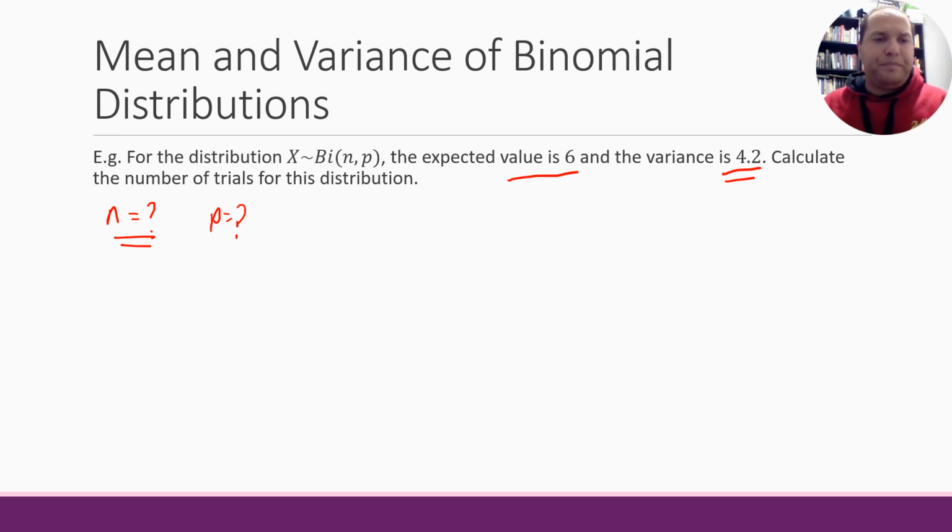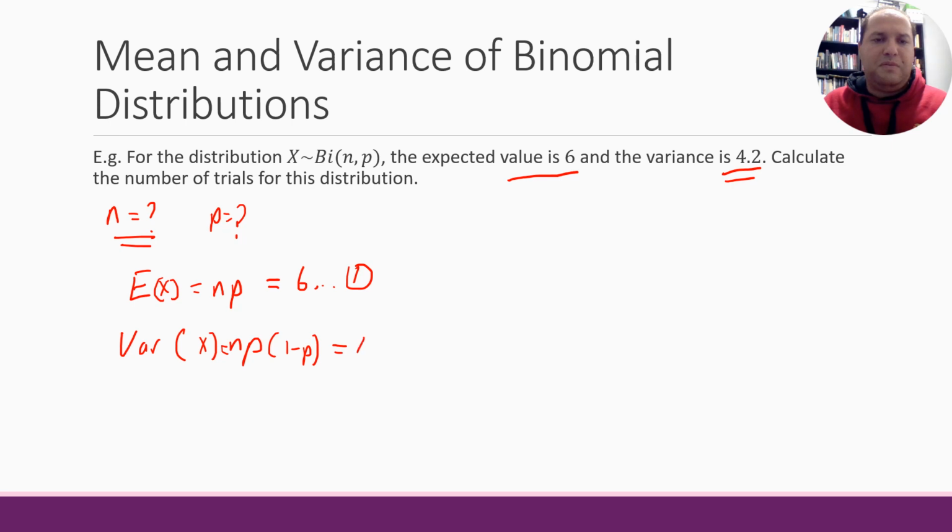So let's write down the information we have been given. So EX, my expected value, equals NP, and that equals 6. We'll call that equation 1. My variance is equal to NP(1 minus P), and that equals 4.2. We'll call that equation 2.